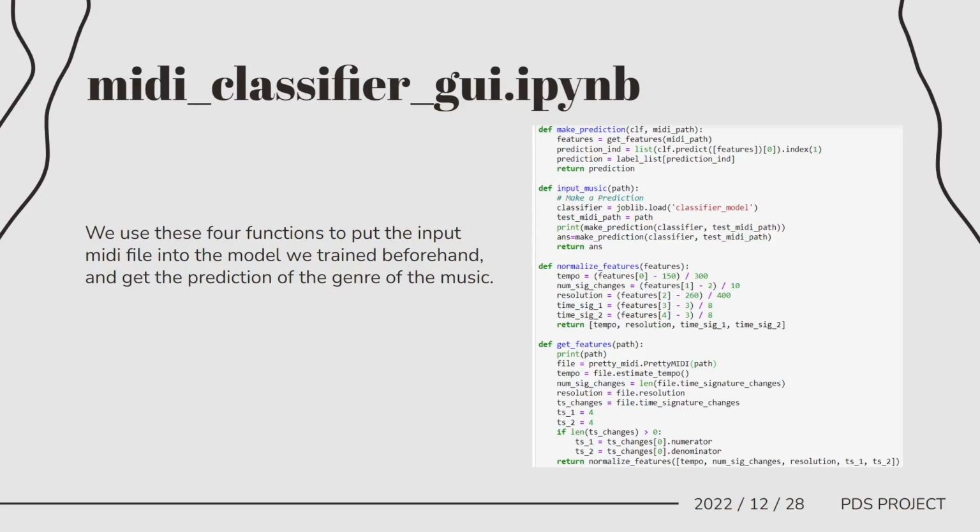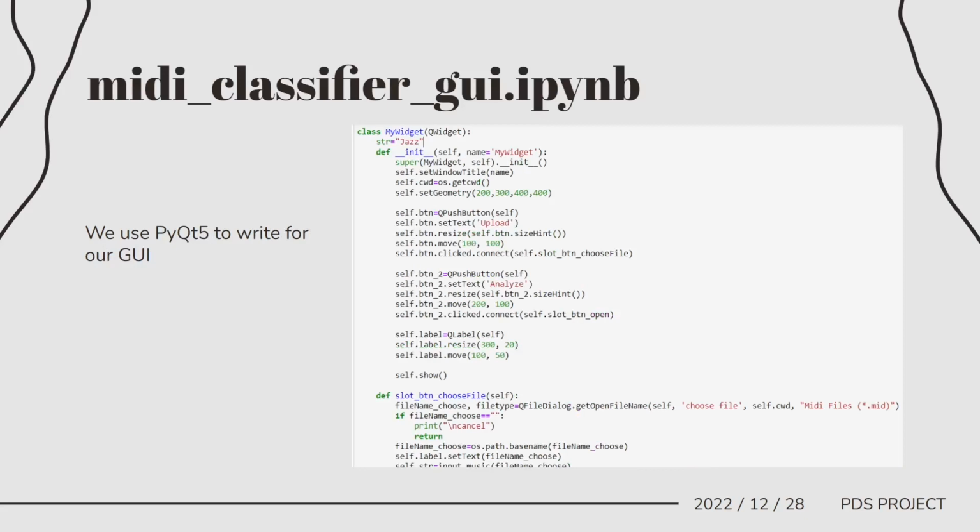For the MIDI classifier GUI, we use these 4 functions to put the input MIDI file into the model we trained beforehand, and then we get the prediction of the genre of the music. This is the graphic user interface part. We basically use PyQt to write everything about the user interface.